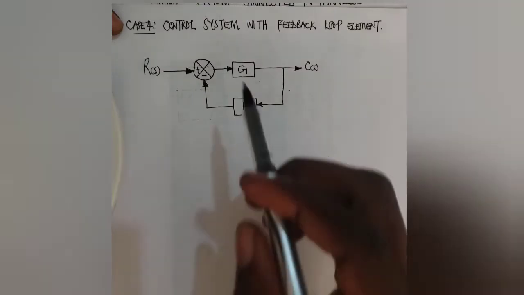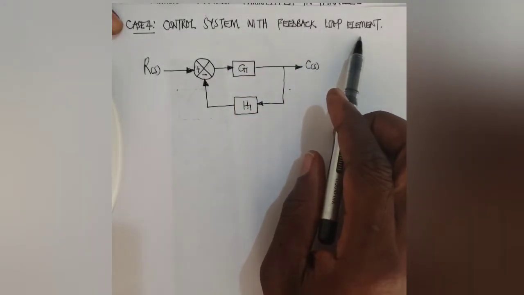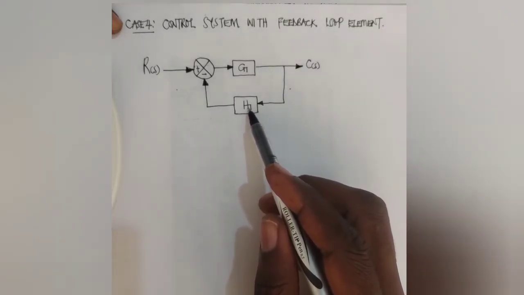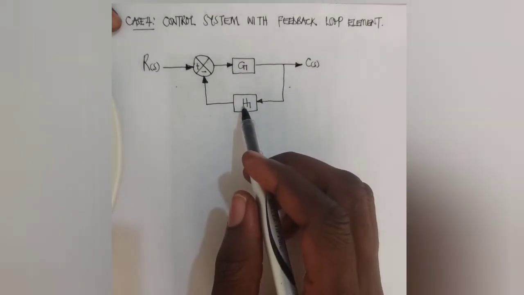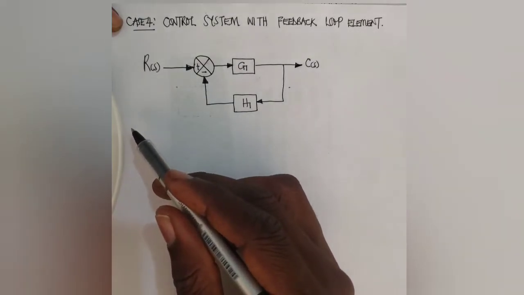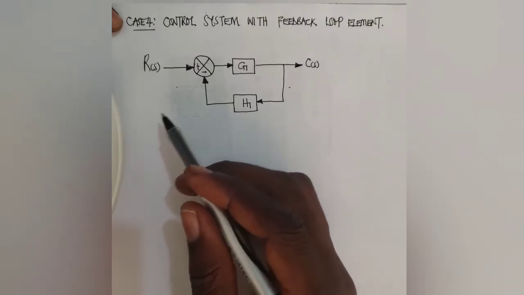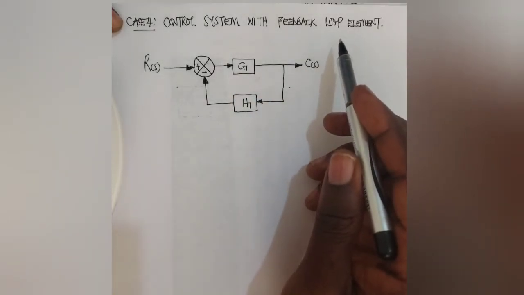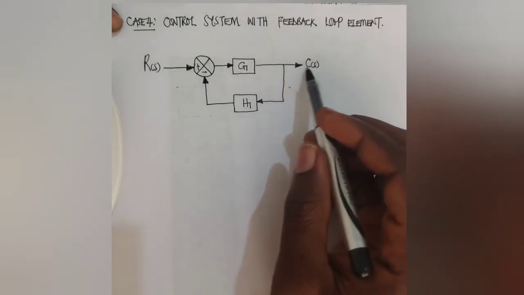Now let's take a look at this case 4, which is a control system with feedback loop elements. Now the feedback loop element here is your H1, as we can see from the block diagram. When you take a look at this block diagram, it's also similar to the one that we just did. That one is just a control system with unit feedback elements, but here we're having a control system with feedback loop elements, which is H1. Now look at H1, look at the feedback.